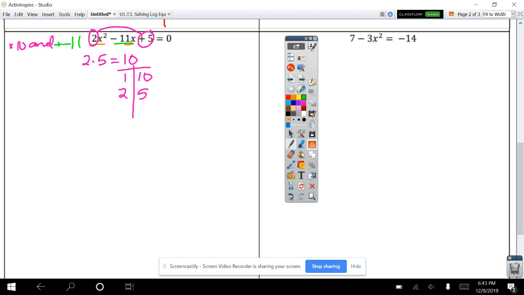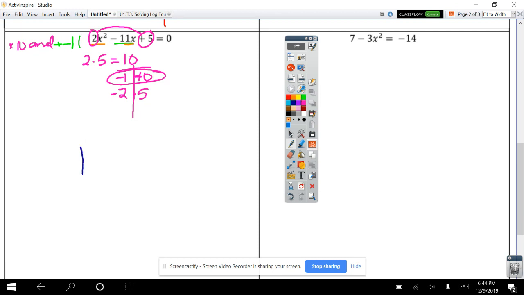If they need to add to a negative, then I should get 2 negative factors. That's the only way to multiply to a positive but add to a negative. So I know they need to be negative, negative, whichever one I pick. And I'm going to think which of these would add to negative 11. That would have to be negative 1 and negative 10. Okay, so we're not going to use that right away.